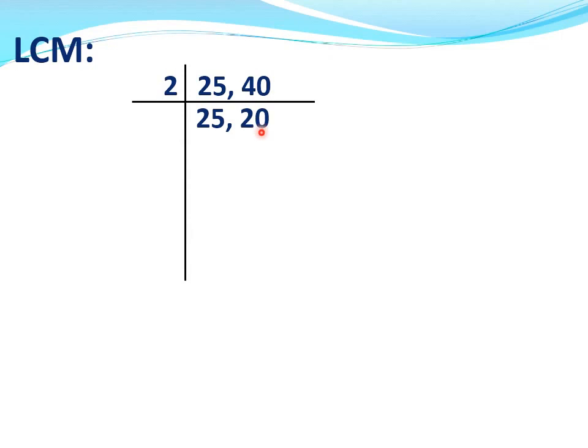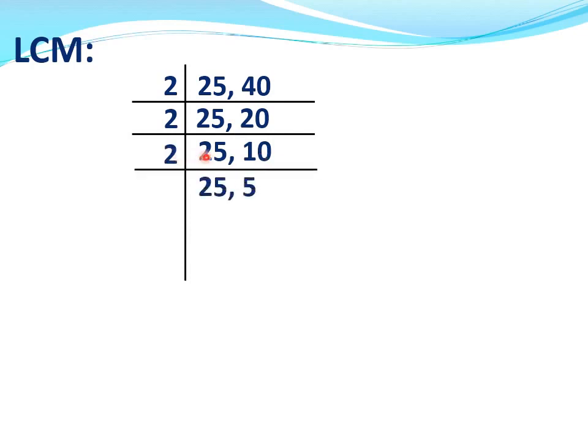20 is divisible by 2. Write here 2, 25 as it is. See, 2 multiply 10 equal 20. Now factorize 25 and 10. 10 is divisible by 2. Write 2, and 25 as it is. 10 is divisible by 2: 2 multiply 5 equal 10. Now factorize 25 and 5.